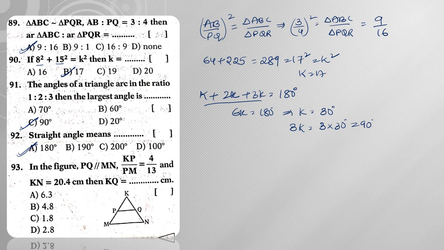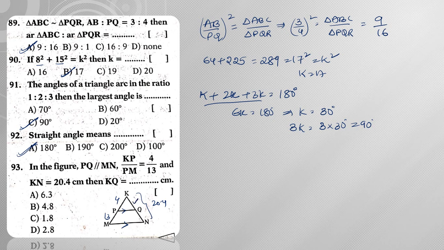Next, in the figure, PQ is parallel to MN. PQ is parallel to MN and KP by PM. So KP is 4, PM is 13. KN, this whole length is 20.4. Now we need to find out KQ.